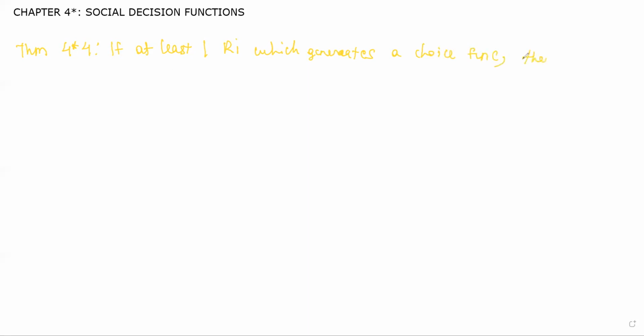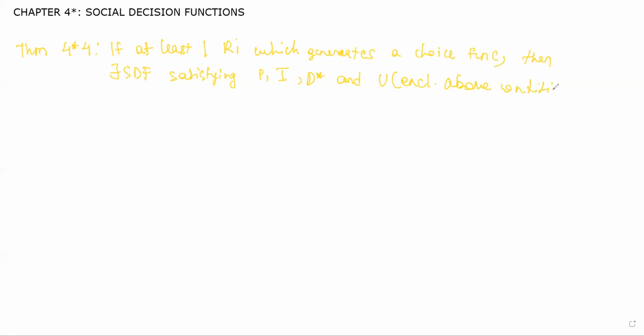Then there exists an SDF satisfying P, I, and D star and U, except the above condition. What does this mean?